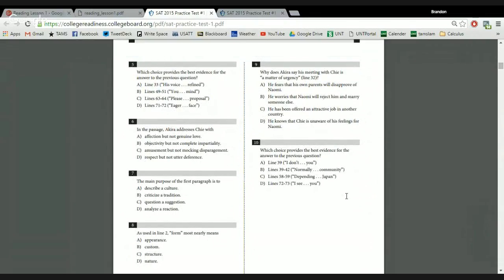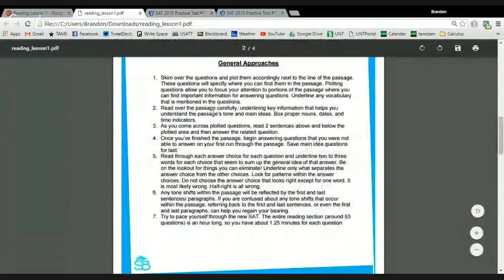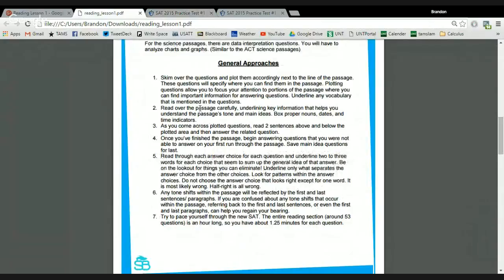So now we move on to here. Read over the passage carefully, underlining key information that helps you understand the passage's tone and main idea. Box proper nouns, dates, and time indicators. So make sure you just underline key info that helps you understand the passage as a whole.